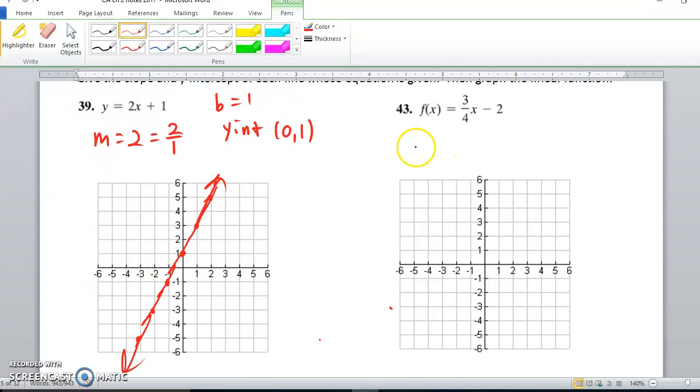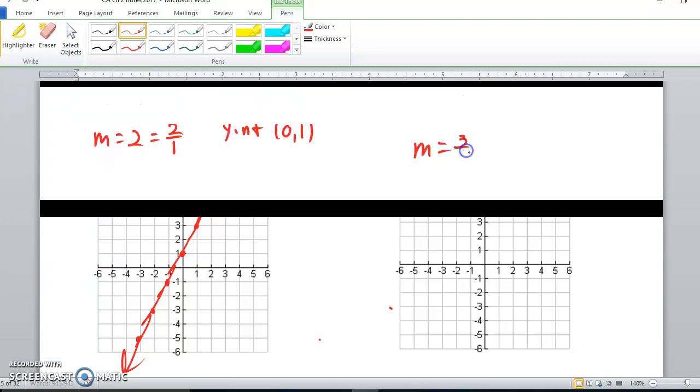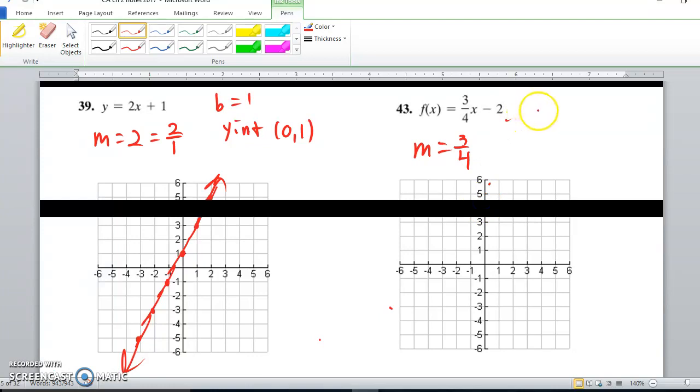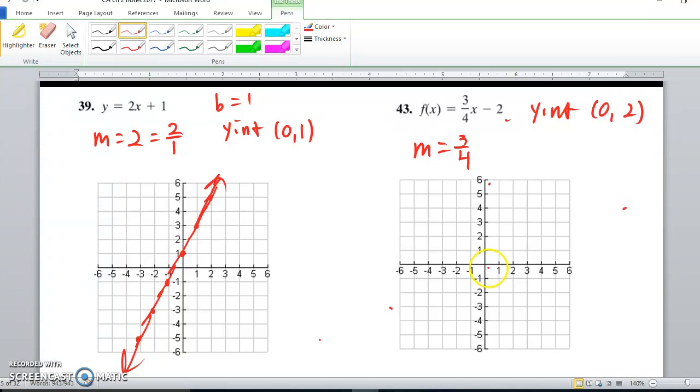All right, so on the next one, our slope is 3/4. And our y-intercept is going to be at 0, -2. So 0, -2 is right here. Then our slope is 3/4. So up 3 over 4, or you could go down 3 and backwards 4. And there we go. It just helps to get a couple extra points when you're graphing these. And there's that one.